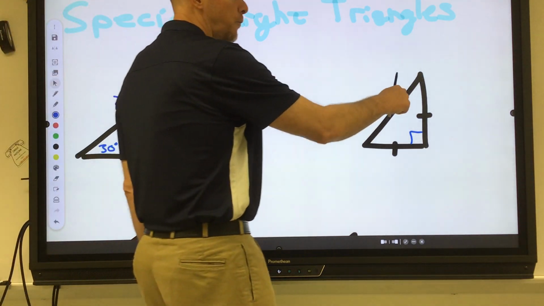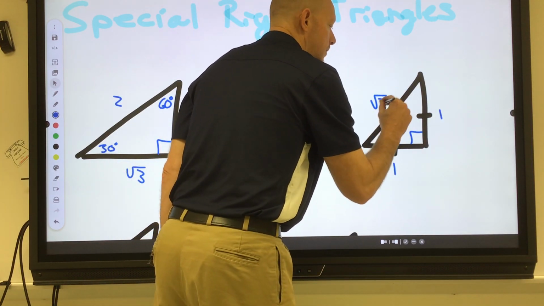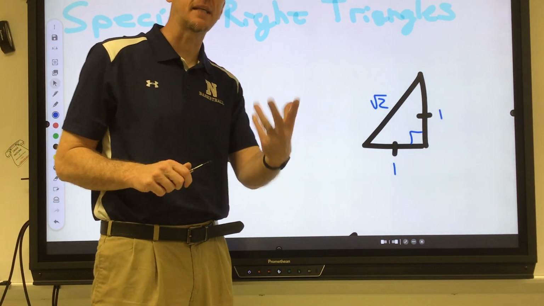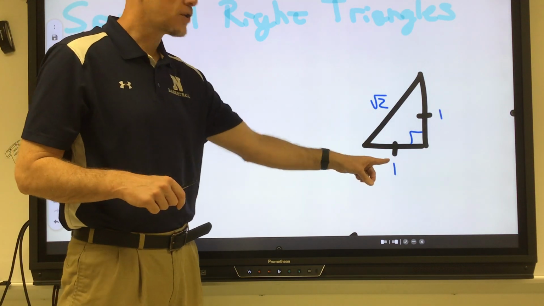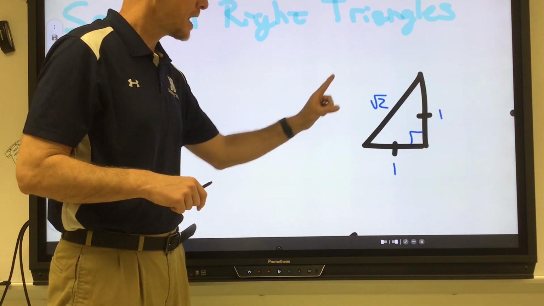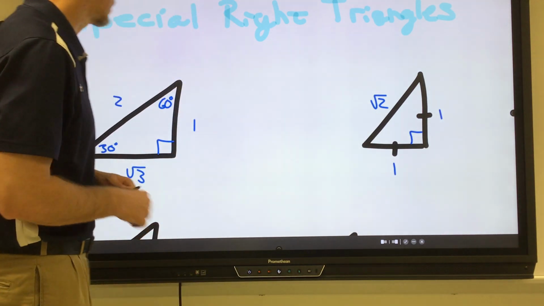The relationship for 45, 45, 90 goes 1, 1, square root of 2. So again, you can see this 1 value. That's an essential value for us to actually find. So if we know the leg, we just multiply by the square root of 2 to get the hypotenuse. If we know the hypotenuse, we divide by the square root of 2 to find the leg. Let's take a look at a couple examples.